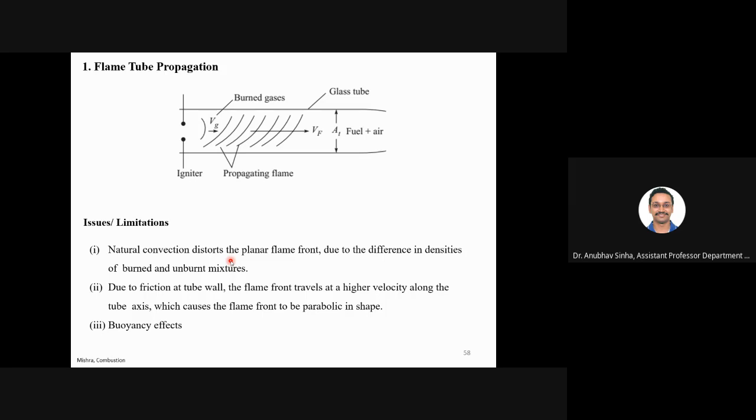So what are the various issues? It is a standard technique, but it is not very accurate. Why? Because first there are natural convections that will distort the flame. When we talked about the theoretical description, we assume a flat flame. But in an actual experiment, it will not be a flat flame. It will be curved, because of density difference, because of friction at the wall, because of heat loss at the wall. A lot of effects are there, and buoyancy is also a major cause.